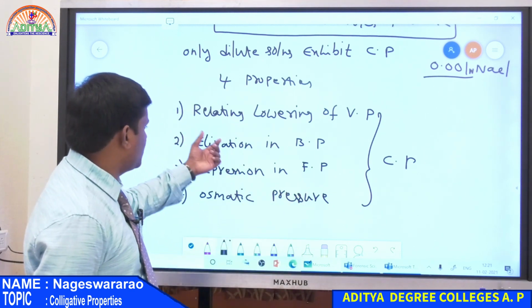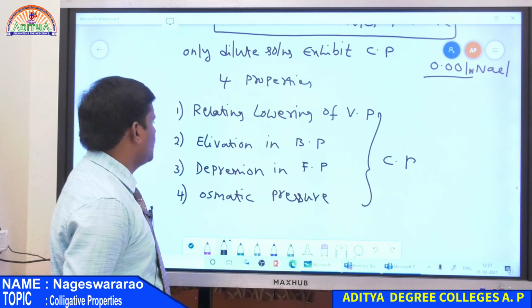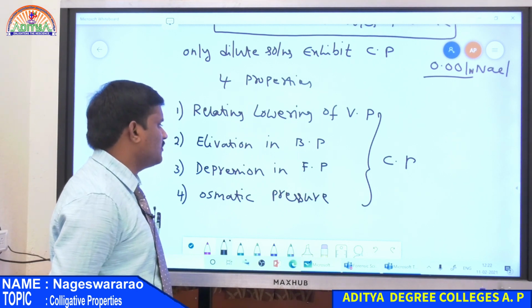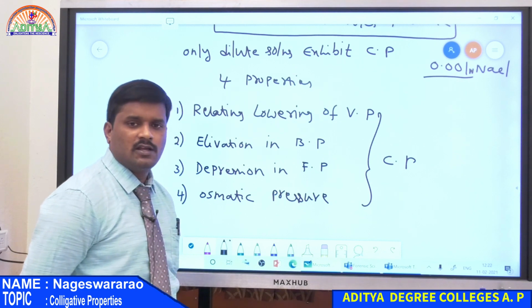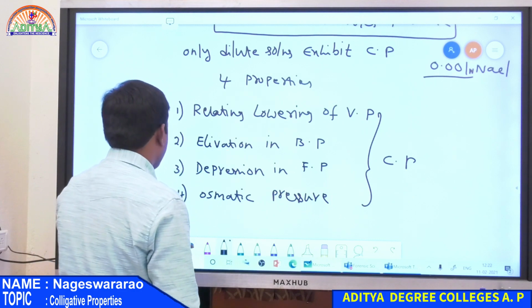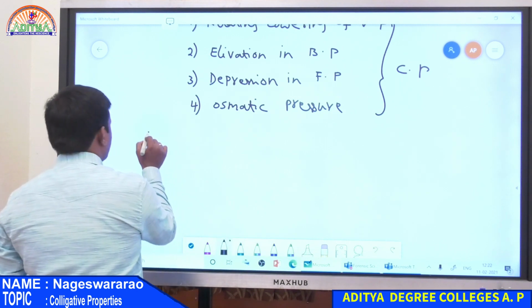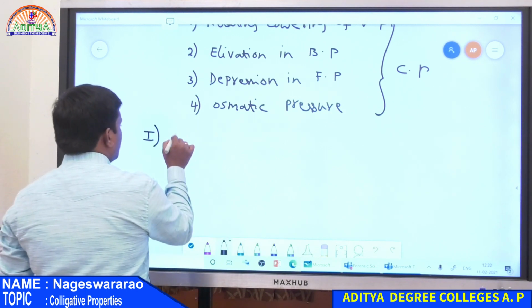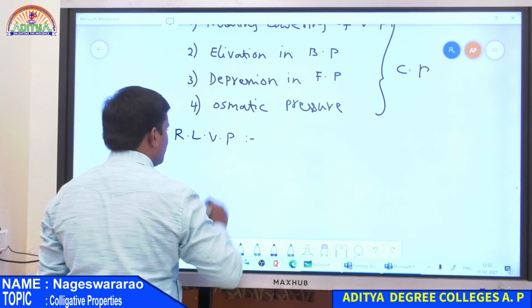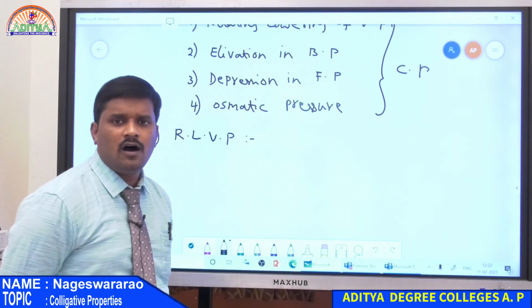So what are the properties? First one, relative lowering of vapor pressure, the second one is elevation in boiling point, third one is depression in freezing point, and last one is osmotic pressure. Now today I am going to start with relative lowering of vapor pressure. So the first one is known as relative lowering of vapor pressure, simply denoted as RLVP.